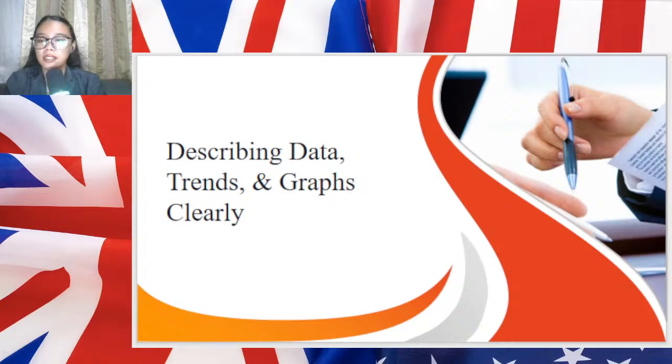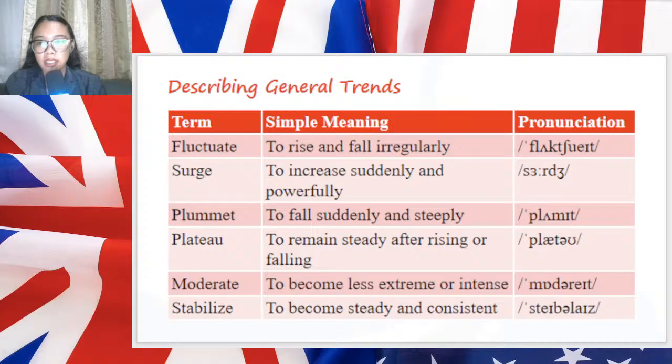All right. Again, we are going to focus on describing data, trends, and graphs clearly. Now, here is the first set of terms, which is under describing general trends. First of the set is the word fluctuate. Again, fluctuate, meaning to rise and fall irregularly.